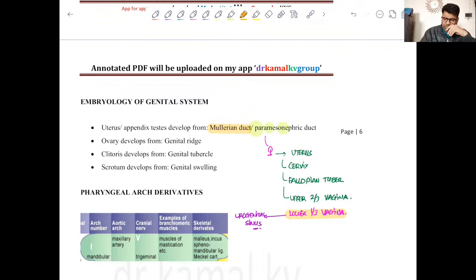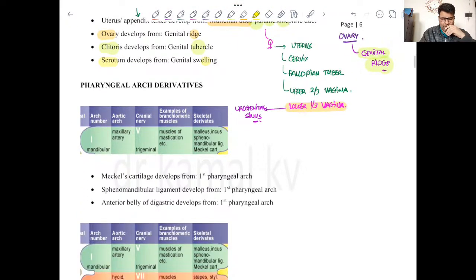Now here you can see one thing. There is no mention of ovary here, because ovary is again not a derivative of Mullerian duct. It is a derivative of genital ridge. Right? So these 2 points should be remembered nicely for Mullerian duct, which is predominantly in females. In males, it gives rise to appendix testis. Then ovary, genital ridge, clitoris, genital tubercle, and scrotum, genital swelling. So just remember this much. Then coming to pharyngeal arches.